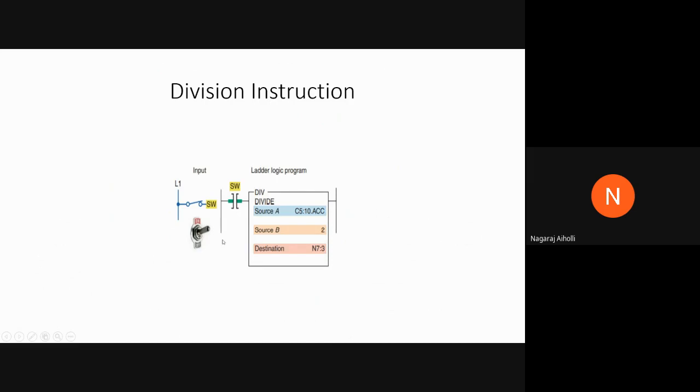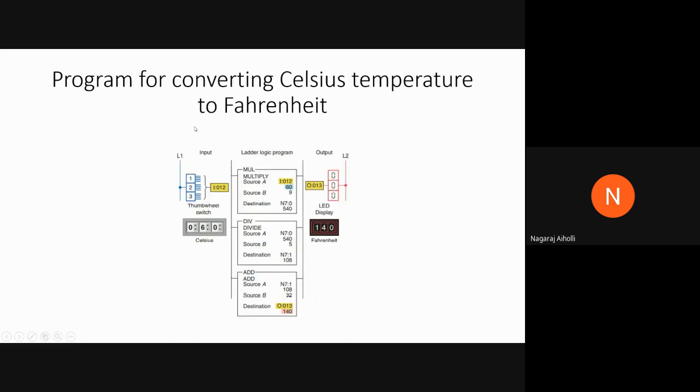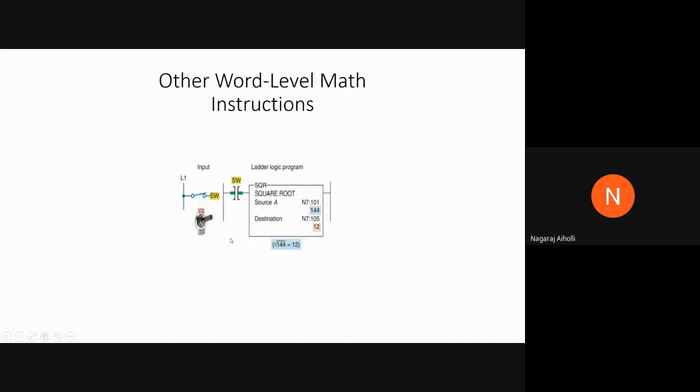Division instruction, the working of the division instruction. Division instruction is to calculate the value that results from dividing source A by source B. Then how to convert from Celsius to Fahrenheit? Again, with the usage of MUL, DIV and ADD instructions. All these three instructions are used here to obtain the Fahrenheit equivalent of the input value in Celsius.